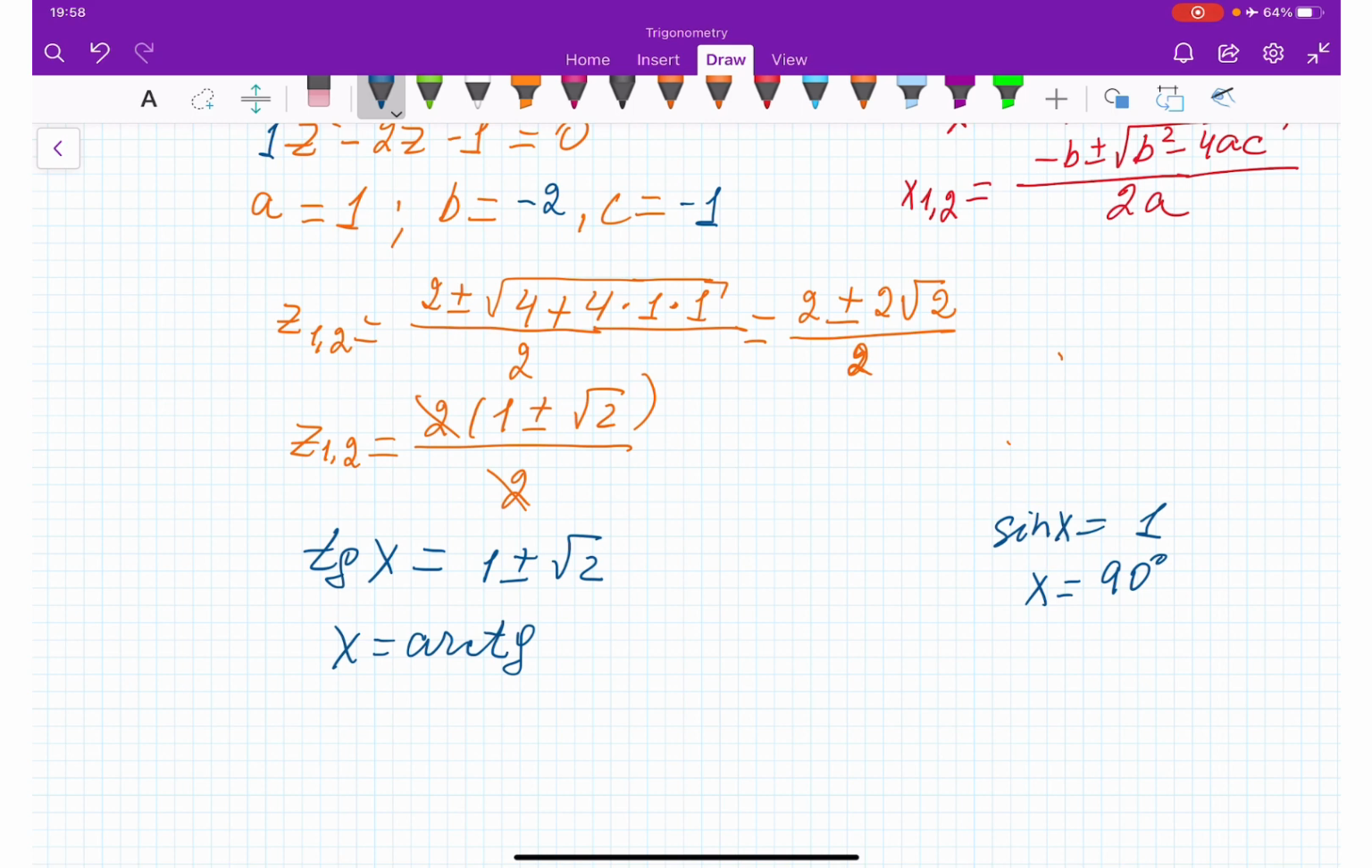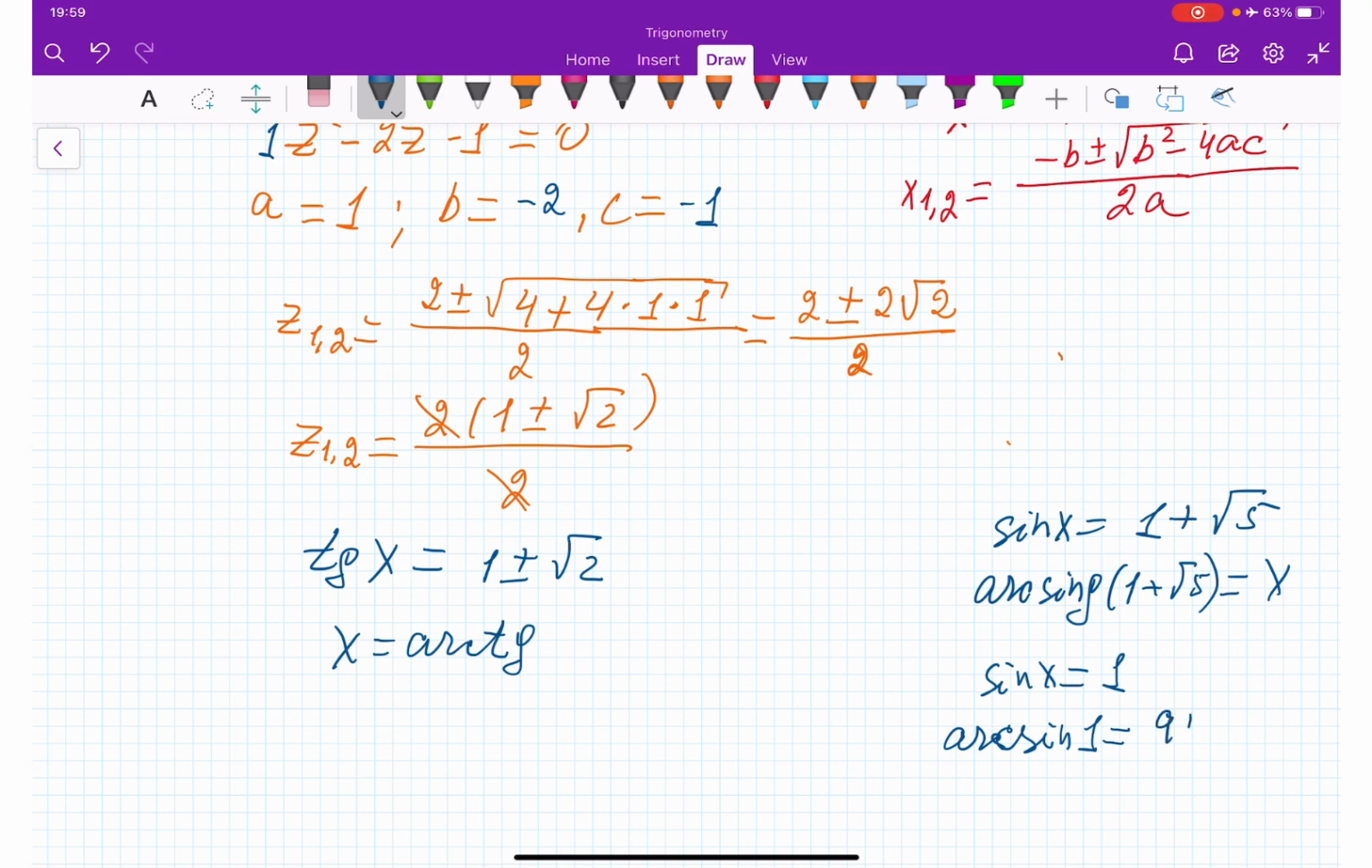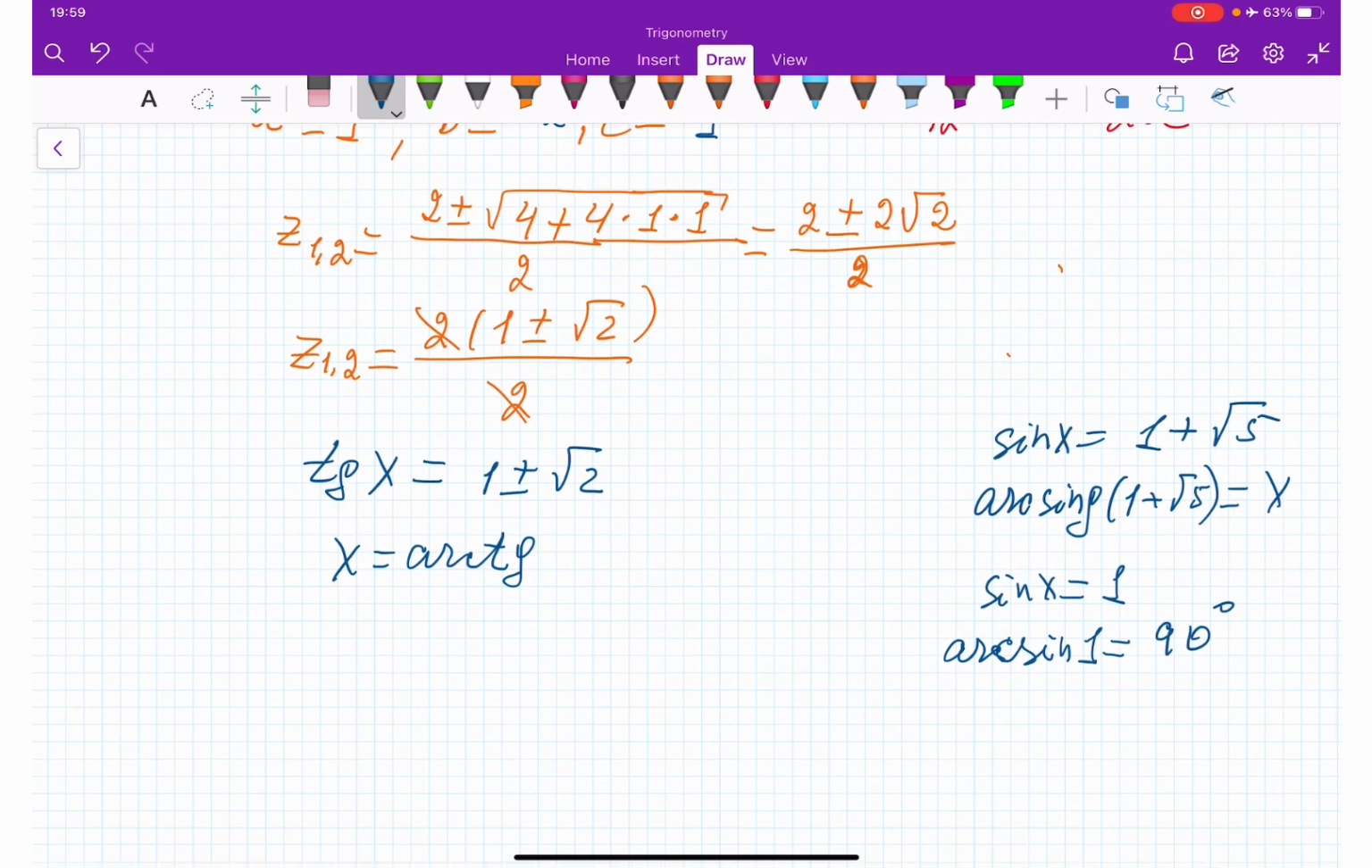But what if I have sine x equal to 1 plus square root of 5? I can't identify it based on the unit circle. Here arc sine is helping us. What does arc sine mean? It's the opposite operation. Let's say you have the result 1 plus square root 5, and it's going to find you the angle, whatever the angle is. So if sine x is equal to 1, then arc sine 1 is going to be equal to 90 degrees, right? So the arc function is the opposite, based on the result of the trig function. You find which angle matches that result.